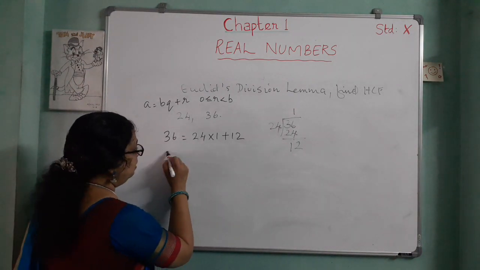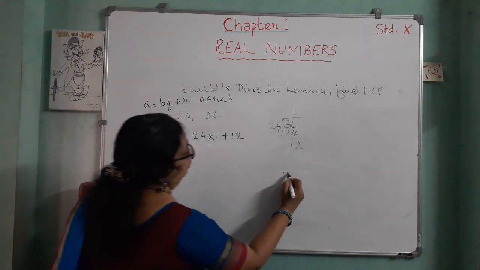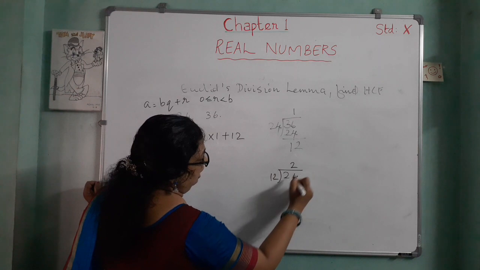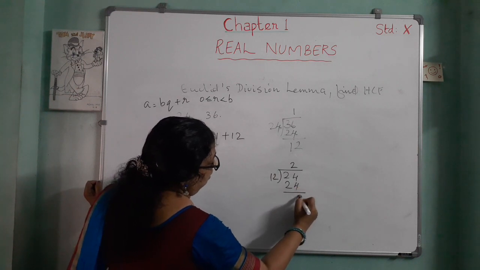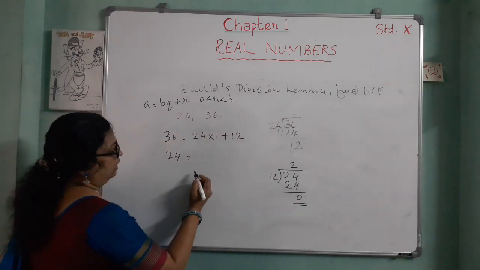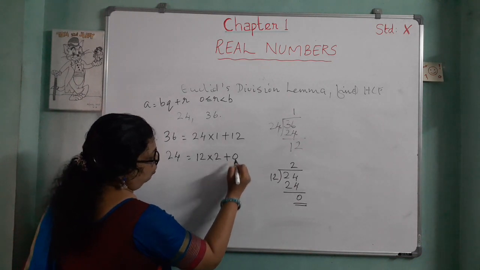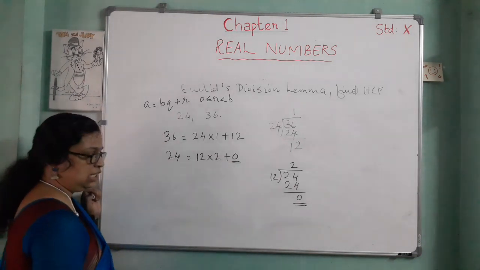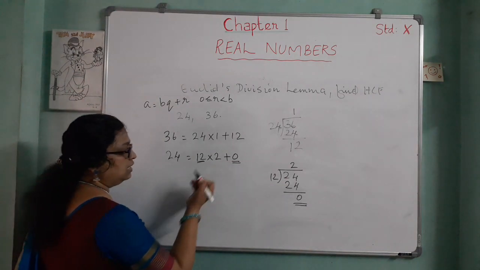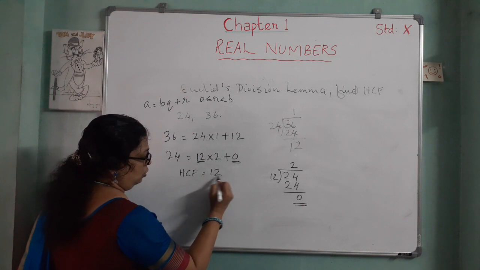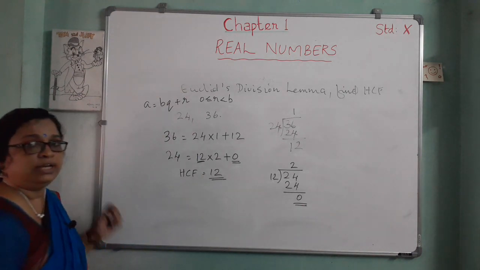Next we divide 24 by 12. That is 2 times 12 is 24. Then the remainder is 0. So we can write 24 equal to 12 into 2 plus 0. Whenever we get remainder 0, that divisor is the HCF. So here HCF is 12. Let us take another example.